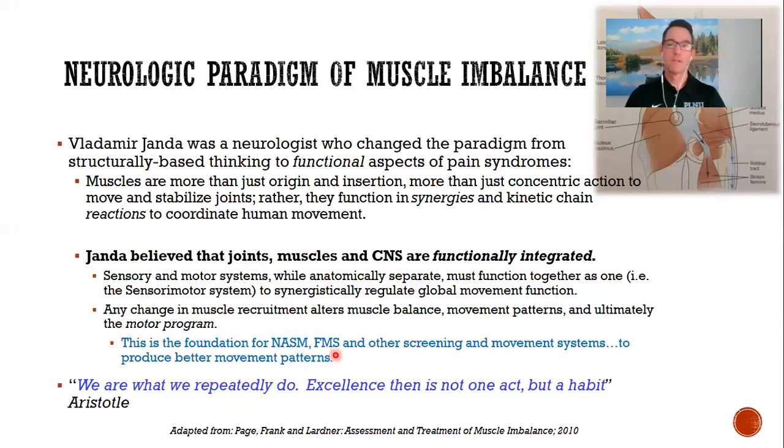process is the foundation for the NASM model that we're going to learn, and for FMS, which assesses and screens global movement. Okay, and so it never hurts to quote Aristotle. He said, "We are what we repeatedly do. Excellence then is not one act but a habit." So, I mean, the application here though is that if we train movement patterns, then our clients and patients become better and more efficient at movement patterns. And they are what they repeatedly do. So we need to train good and proper movements.